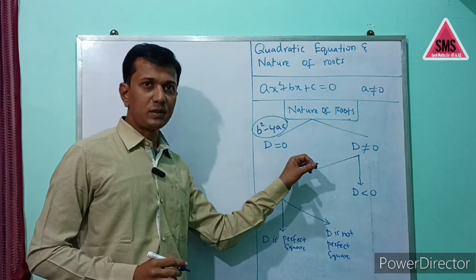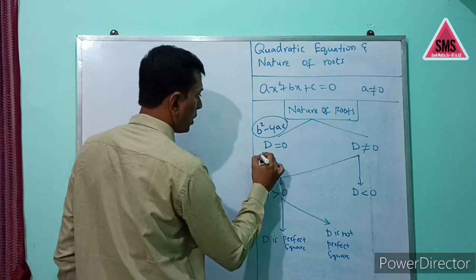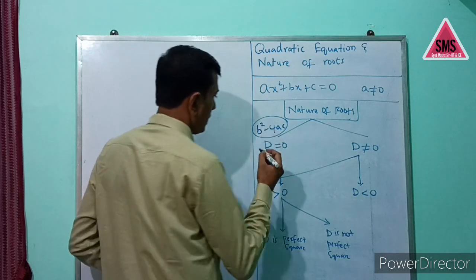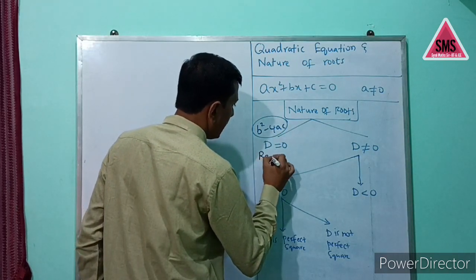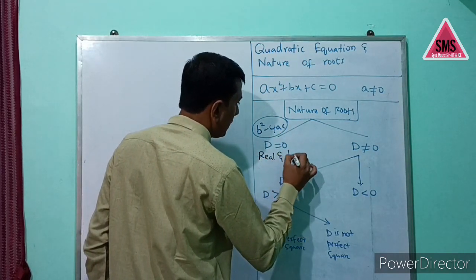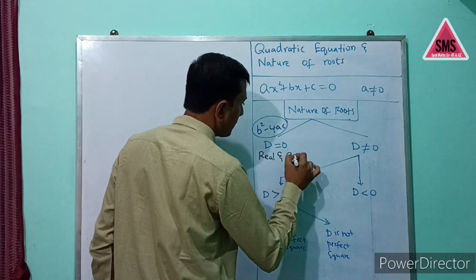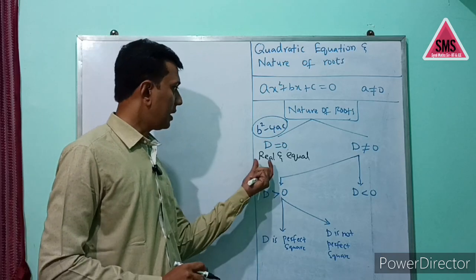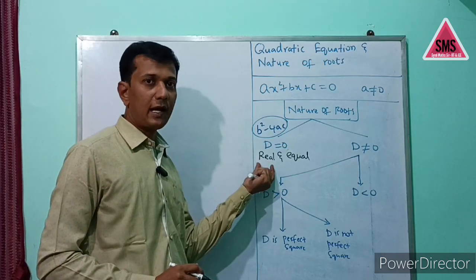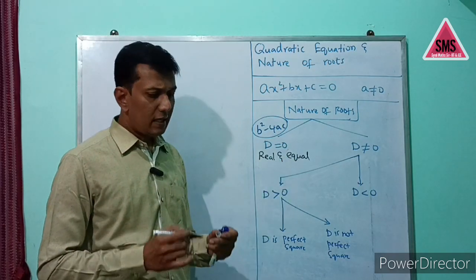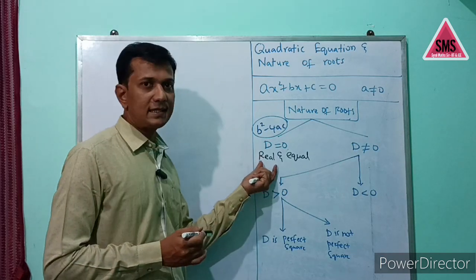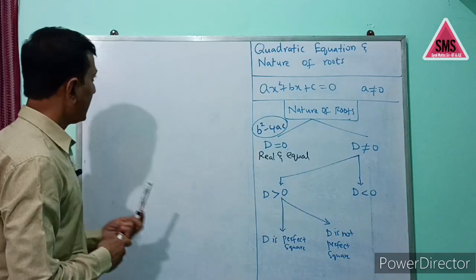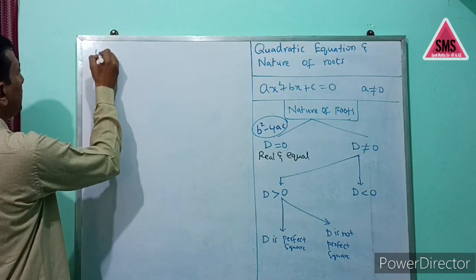If D is equal to 0, then the roots are real and equal. So the roots we are going to get are real numbers and they are equal. Let us check with one example. When D is equal to 0, we should get real and equal roots.